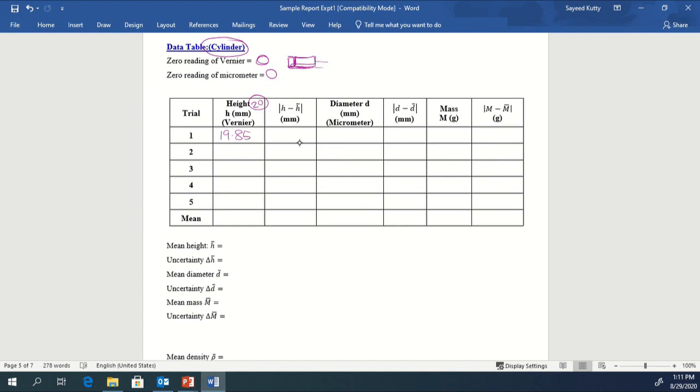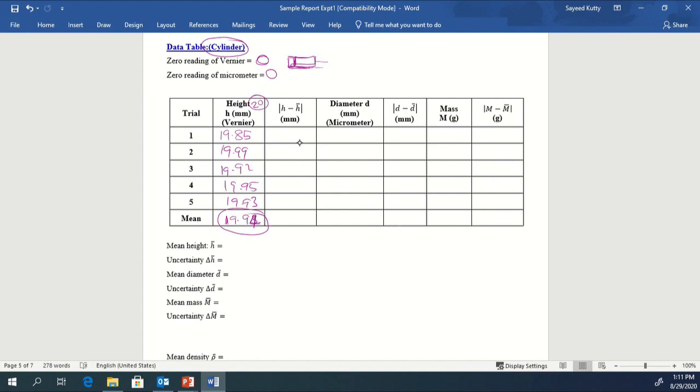Imagine the second reading is 19.99, maybe the third reading 19.95, 19.93. So you have all 5 different readings. How will you find the mean value? You just add everything and divide it by 5. I'm not going to do the calculation. Let's say when you do this, it will be something like 19.94 or 19.93. Imagine this is the mean value, 19.94.